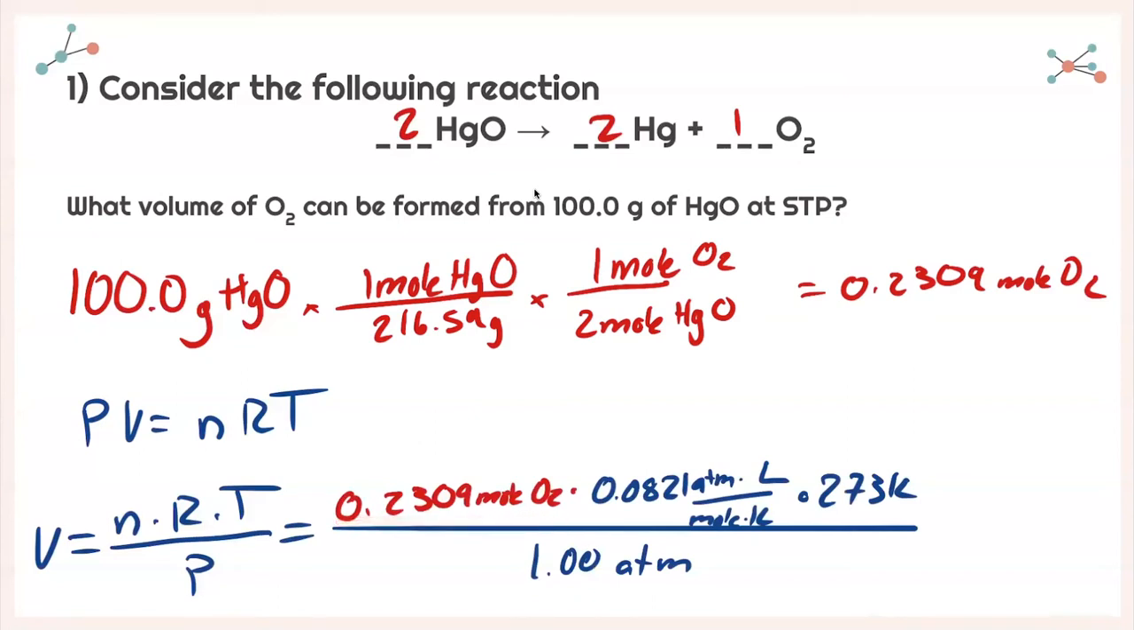My constant, since it's going to be in atmospheres, I'm going to say 0.0821. Temperature, since it's standard temperature, is 273 Kelvin. And my pressure is going to be 1.008 atmospheres. Plugging all of that into my calculator, I'm able to get a volume of 5.18 liters.